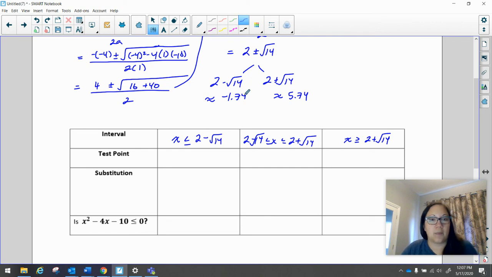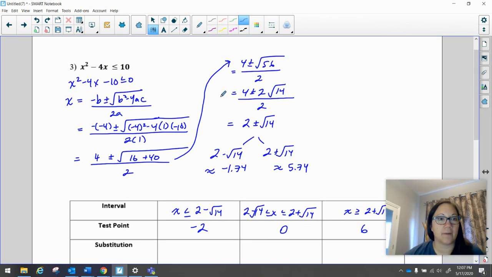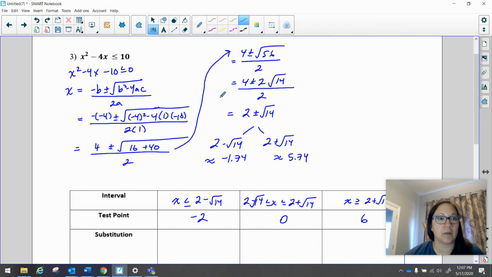So the test points are going to be using our decimals. So I can use a 0 here because 0 is in between those two values. I have to use something less than negative 1.74, so I'm going to choose negative 2. I have to choose something bigger than 5.74, so I'm going to choose 6. Now I'm going to scroll back up so I can see my original question. So x squared minus 4x is less than or equal to 10.